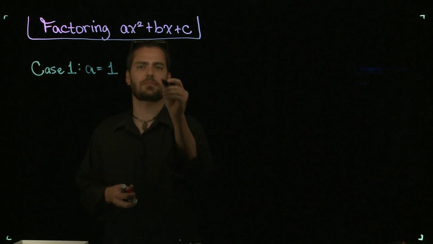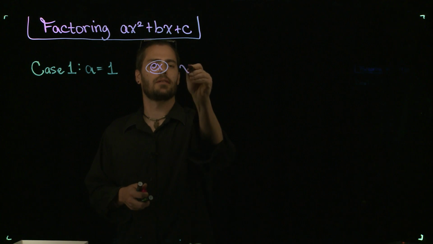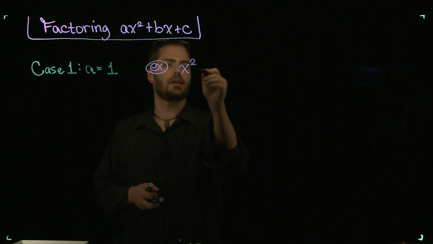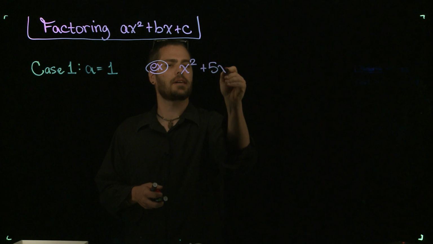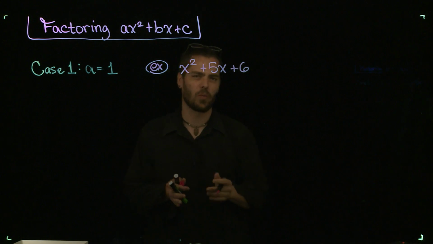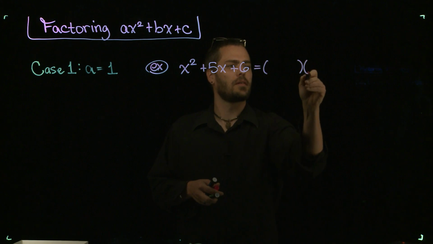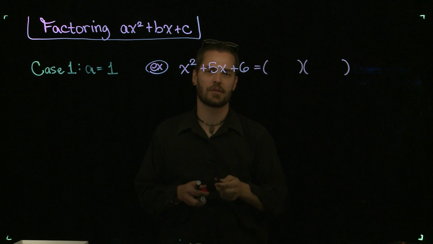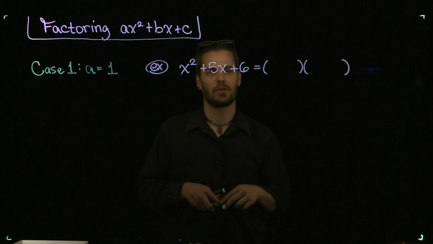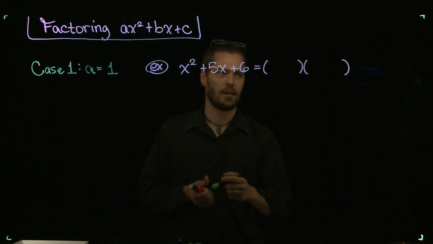For example, suppose I had the trinomial x squared plus 5x plus 6. And I'm trying to figure out what are the two binomials that have been multiplied to produce this trinomial right here. Well, let us talk about a few things to sort of break down what we're looking for.